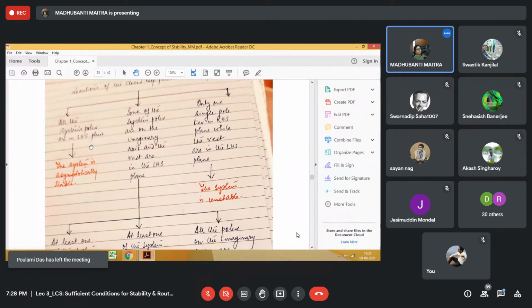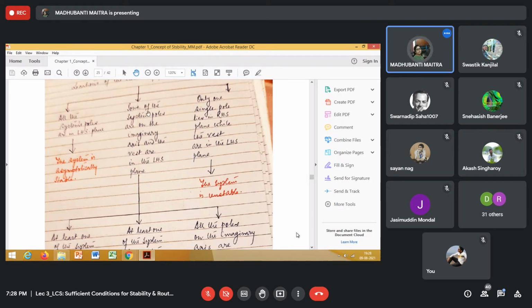Yes, ma'am. So all the system poles are in the left half of the S-plane, so the system is asymptotically stable. The other extreme case, only one single pole lies in the right half of the S-plane, while the rest are in the left half of the S-plane. When we say left half of the S-plane, that means we are excluding the imaginary axis. So even if a single pole lies in the right half of the S-plane, the system will be unstable.